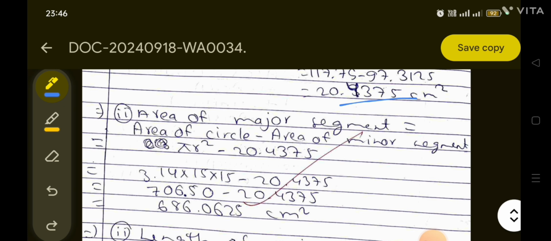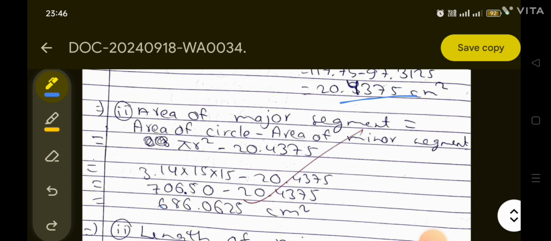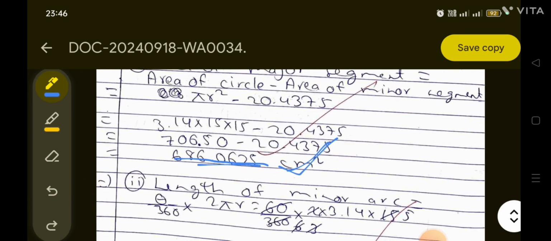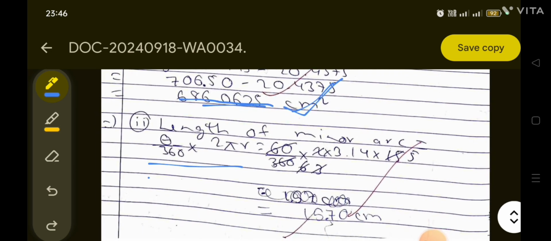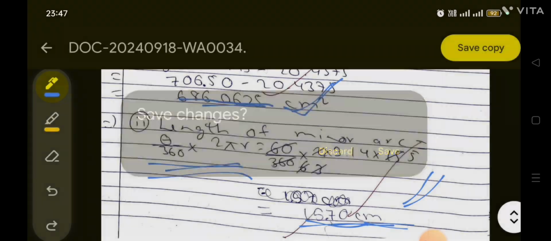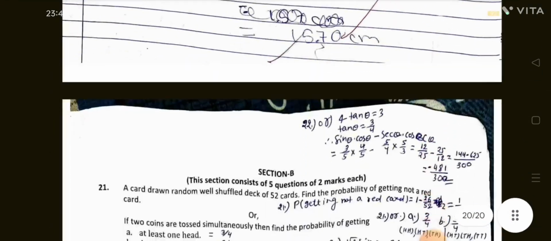Now one more question is find the length of minor arc. For finding the arc, one formula is theta by 360 into 2 pi r. Here theta is 60 and value of pi 3.14 and r is 15 centimeter. If we simplify, we will get 15.70 centimeter. In this way we can find the question number 35. Now question 36.